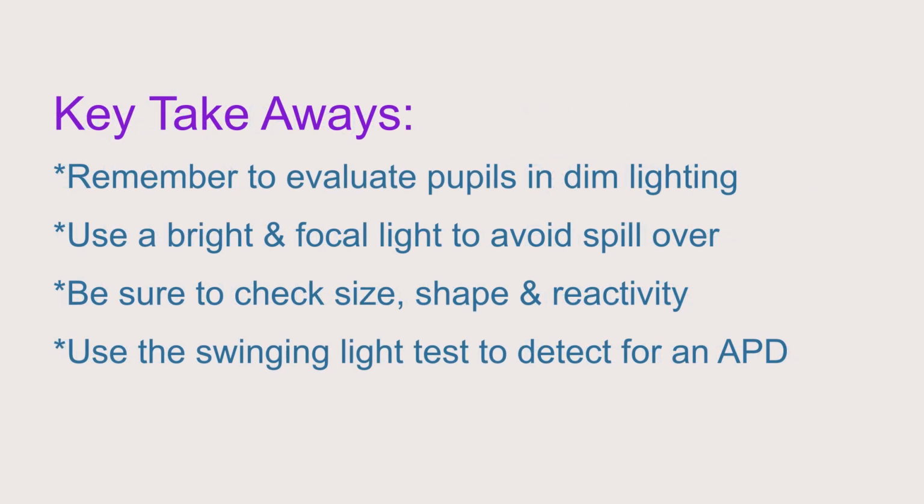Here are some key takeaways. Remember to evaluate pupils in dim lighting. Use a bright and focal light to avoid any spillover. Be sure to check size, shape, and reactivity. And use the swinging light test to detect for an APD. And that's it. You are now an expert in assessing pupils.